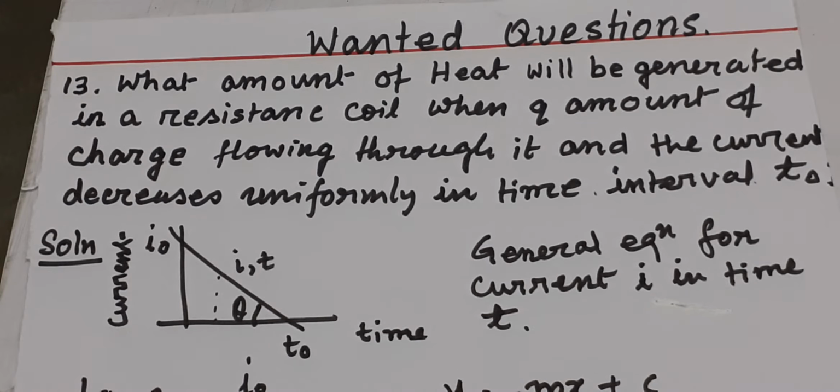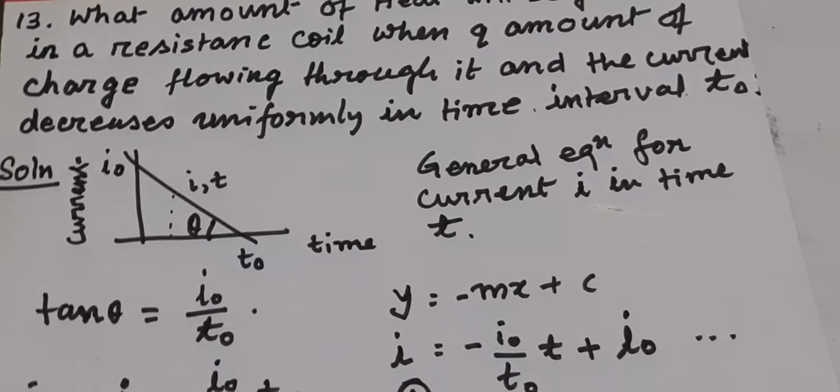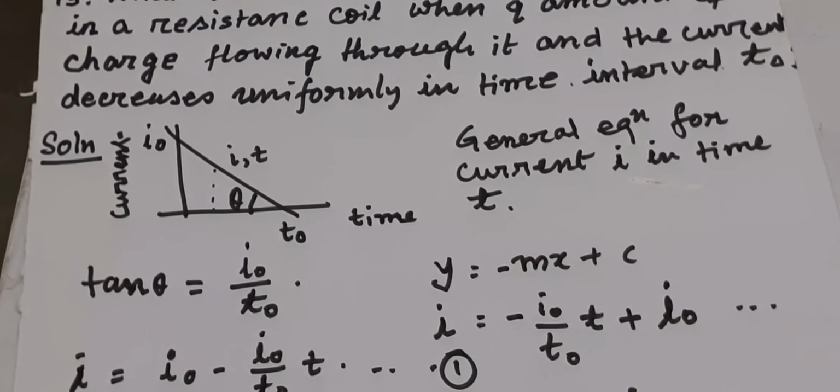Now job number 13. What amount of heat will be generated in a resistance coil when Q amount of charge flows through it and the current decreases uniformly in time interval T0? As it is given in the question, the current decreases to 0 in T0 time, and the charge passing through the coil is Q.